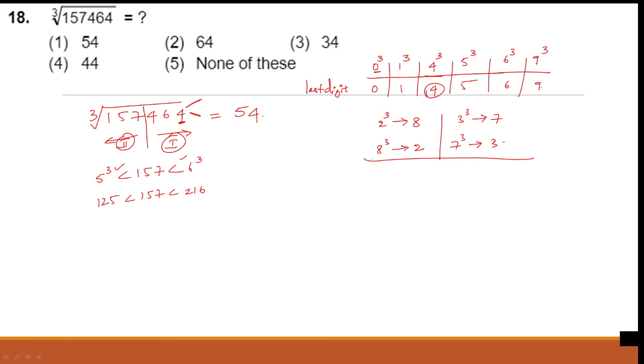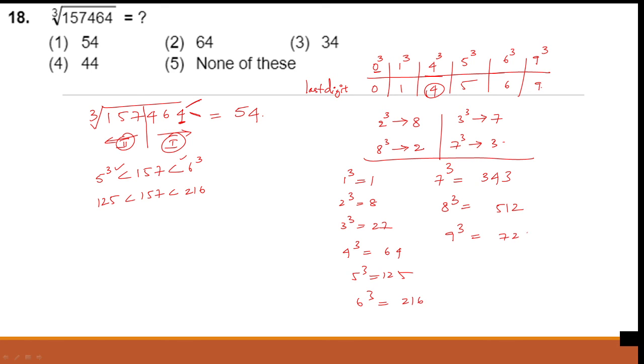And we need to know the cubes of the numbers up to 20. So 1 cube is equal to 1, 2 cube is equal to 8, 3 cube is equal to 27, 4 cube is equal to 64, 5 cube is equal to 125, 6 cube is equal to 216, and 7 cube is equal to 343, 8 cube is equal to 512, and 9 cube is equal to 729, and 10 cube is equal to 1000.